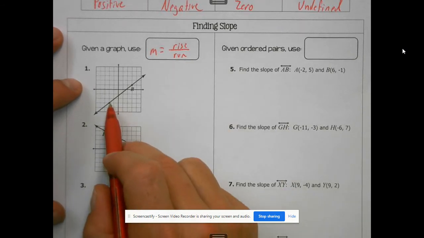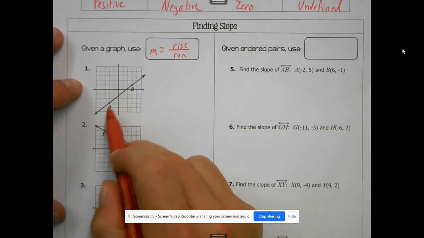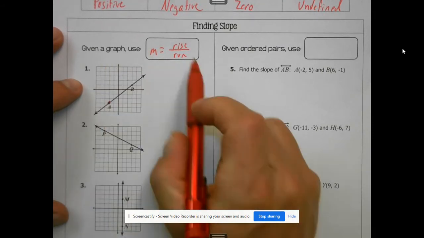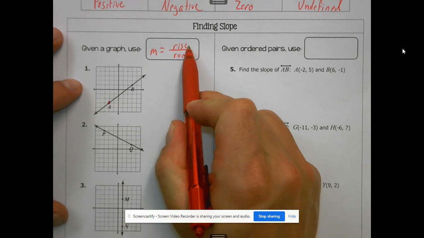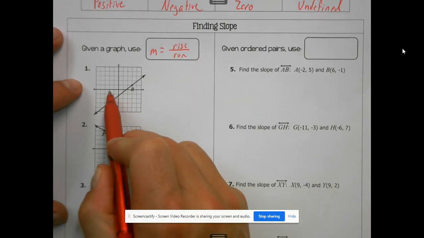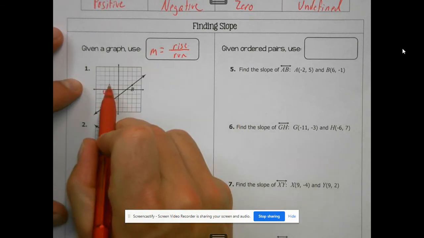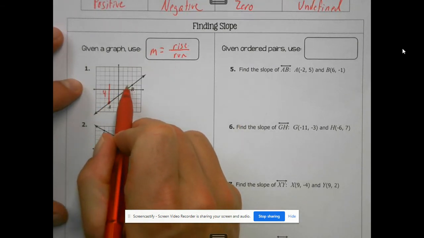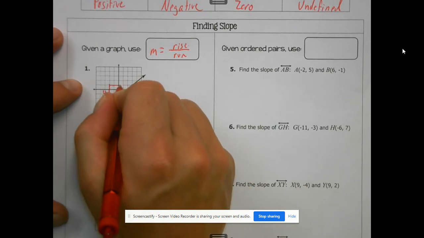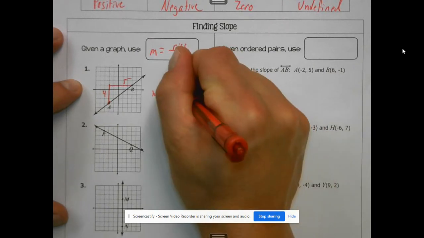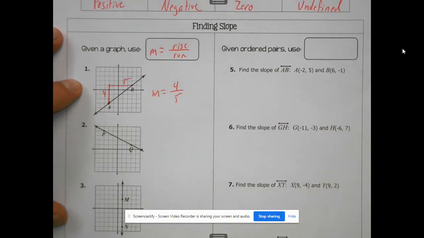So we look at number 1. It does not matter if you start at A or if you start at B. Just pick a point and start there. I'm going to start at A, and I have to rise first. I have to go up 1, 2, 3, 4. And I have to go over 1, 2, 3, 4, 5. So my slope, M, I had to go up 4 over 5. Slope is 4/5.